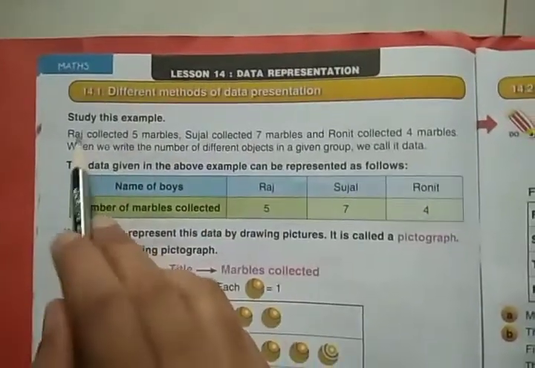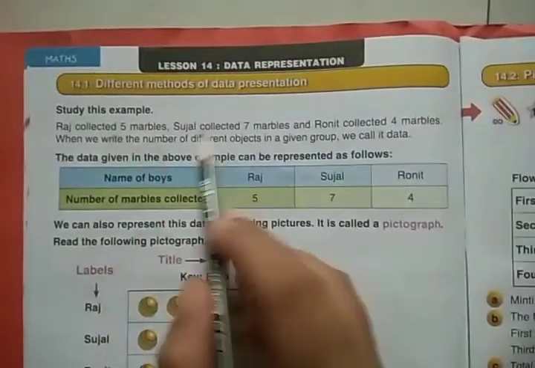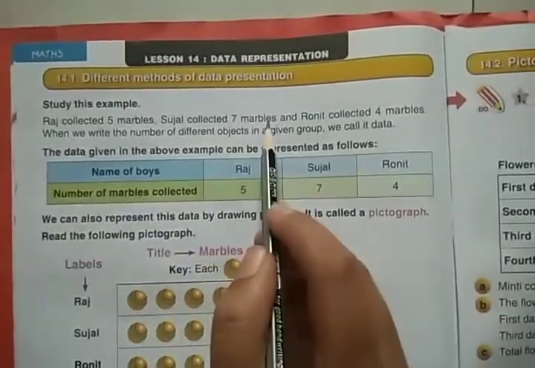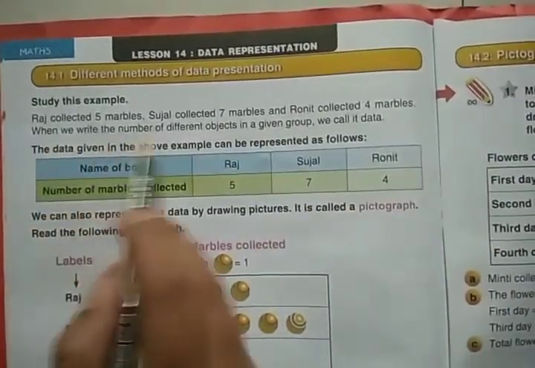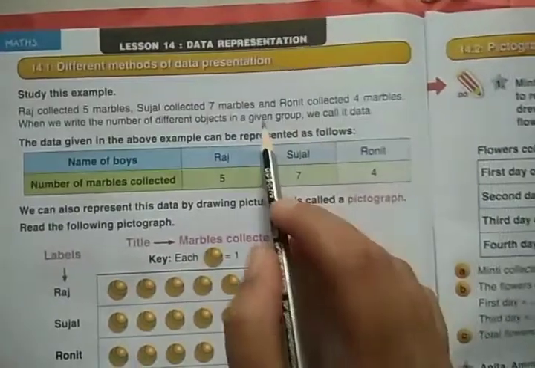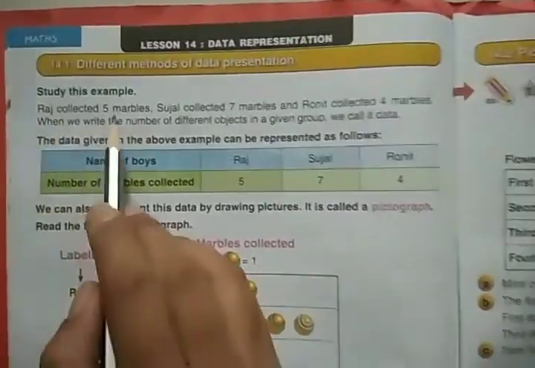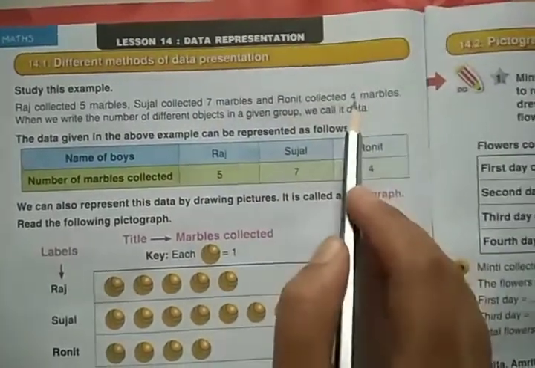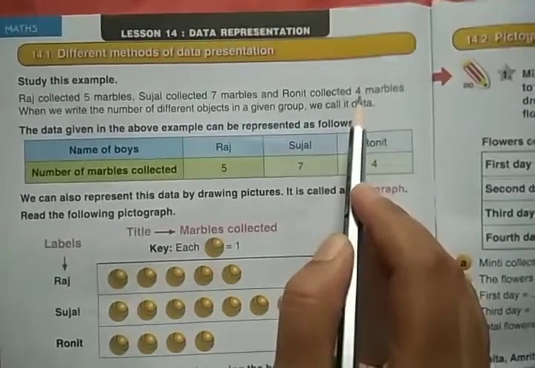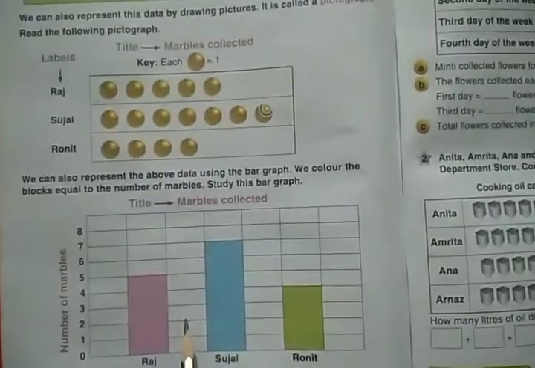Study this example. Raj collected 5 marbles, Sujal collected 7 marbles, and Rohit collected 4 marbles. When we write the number of different objects in a given group, we call it data. See, 3 of them have collected marbles, but Raj collected 5 marbles, Sujal collected 7 and Rohit collected 4 marbles. This we can show by drawing the pictograph or in the bar graph also. Let's see how to show.